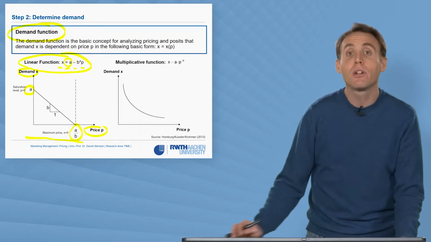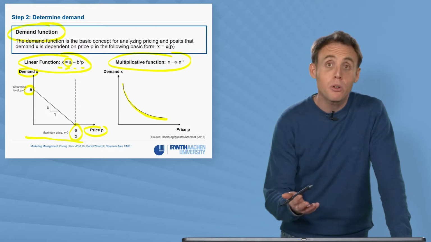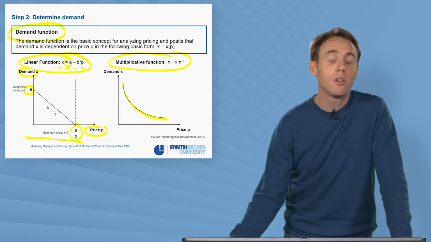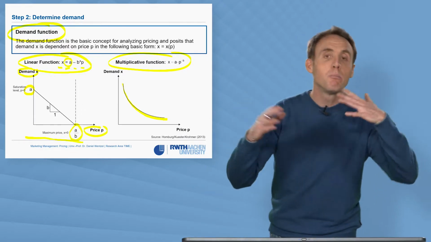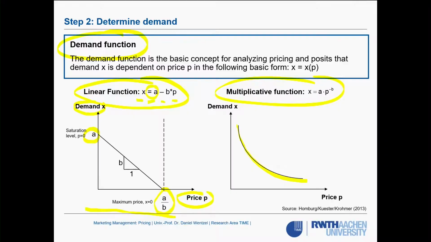You can have a different functional relationship, a multiplicative relationship where X equals A times P to the power of B. Then the demand function looks a lot different. Now it's a convex curve, right? It's still a negative relationship, but it's a convex curve. Importantly, this means that there's no saturation level on the one hand, and also no maximal price on the other hand. So you're being more lenient about the assumption of linear relationships. But again, this depends on your assumption about how the market works and how the market is going to react to changes in price.